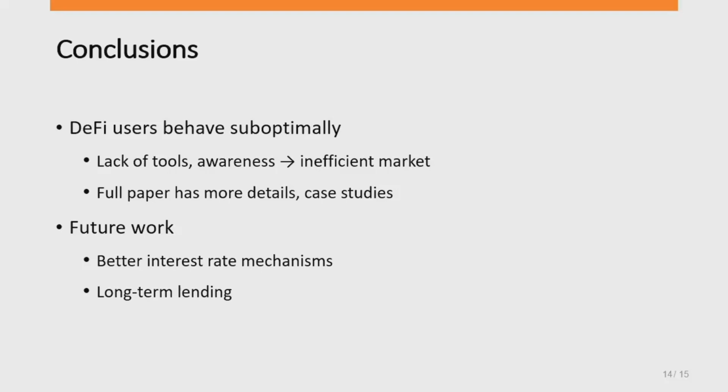So that's it. To conclude, decentralized finance users are suboptimal. Tools are suboptimal. We hypothesize that maybe it's due to a lack of knowledge, lack of tooling, or maybe just people don't care. So that's it.